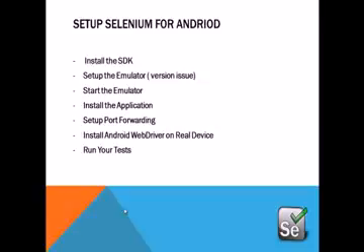Now let's talk about how we set up Selenium for Android. First you have to go with the SDK, then install the emulator. There's a version problem currently. Currently 2.2 is the most suitable one for the emulator, but if you want to go with a device directly, it's okay, you can go with 3.2. Then start the emulator, then install the application, then set up port forwarding.